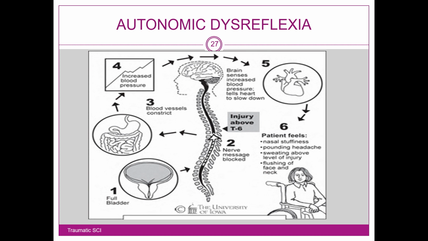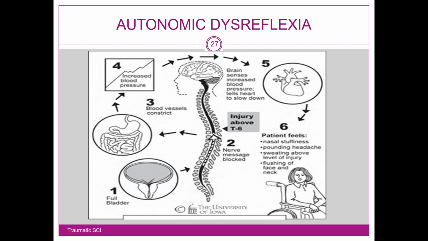But as we know here, there is injury. The nerve message is blocked. When it is blocked, there will be blood vessel constriction. Because of the constriction, it will lead to increased blood pressure in that part, and the brain senses the increased blood pressure. Because of this, it tells the heart to slow down. That is, it goes for bradycardia.